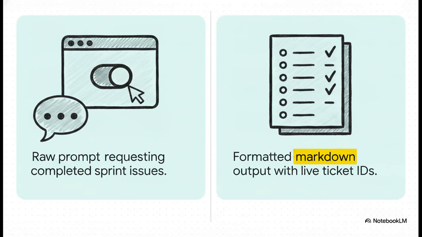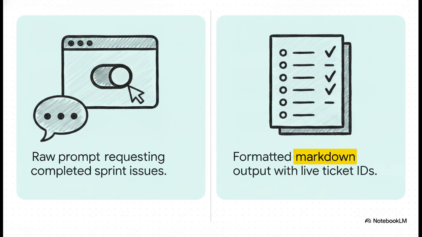Let's actually watch this exact scenario play out. Imagine an engineering lead opens a new conversation, toggles their Linear connector on, and uses a really simple raw prompt. Using Linear, fetch all completed issues from Sprint 25 marked as done, then write release notes in Markdown format, organized into new features, bug fixes, and improvements.